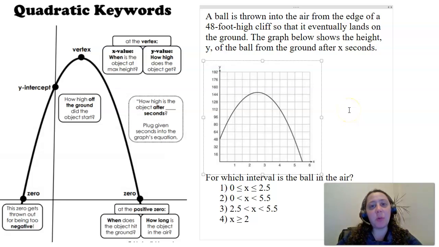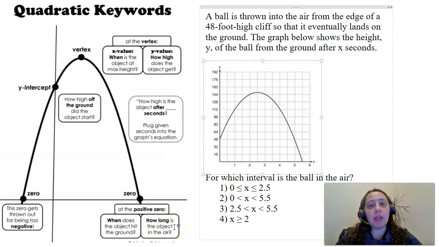Mathematicians, in this video we're going to learn how to interpret the roots or zeros of a quadratic function. The roots or the zeros are where the quadratic crosses the x-axis. They help us answer these questions. When does the object hit the ground? Or how long is the object in the air?